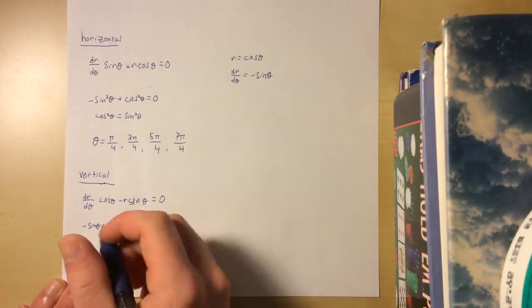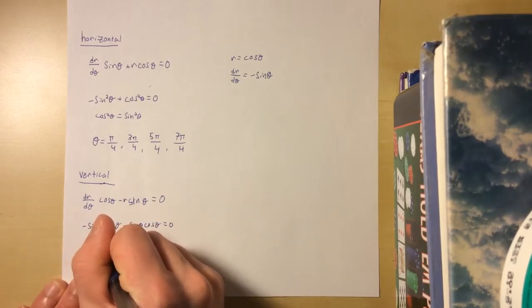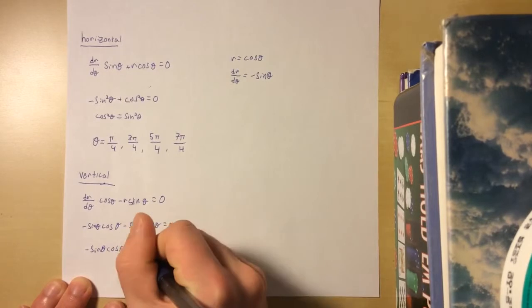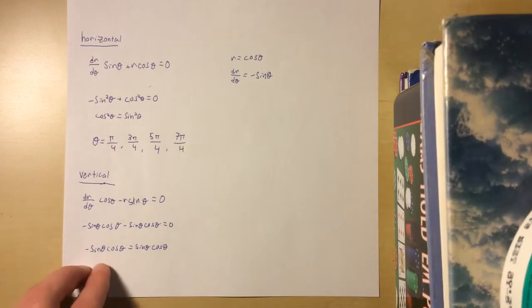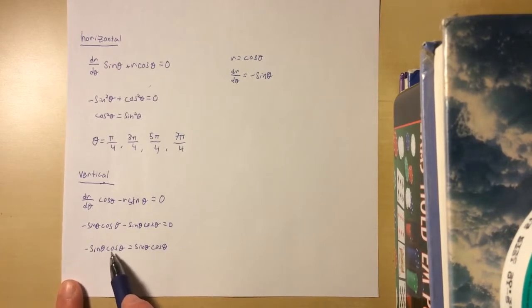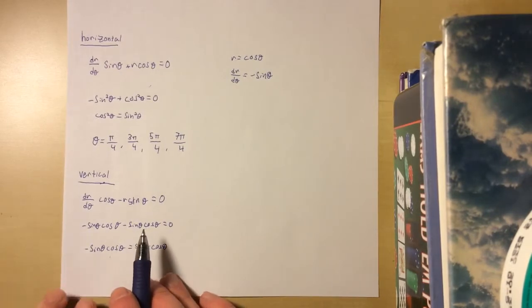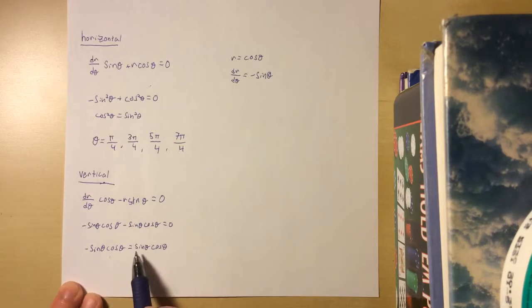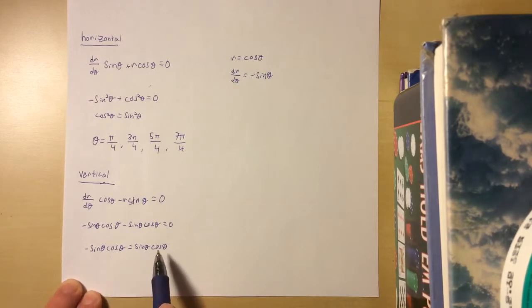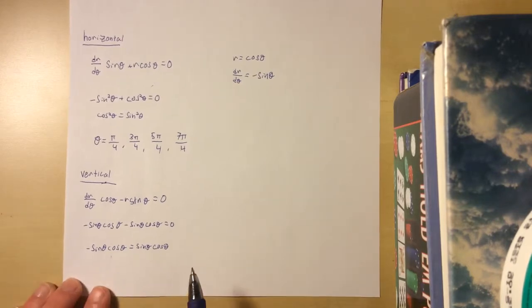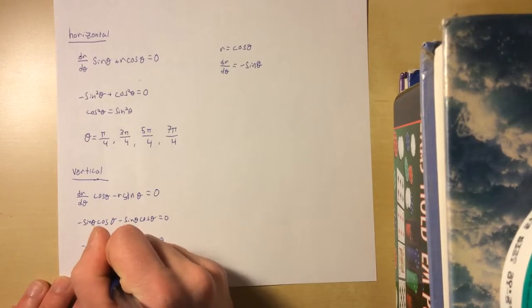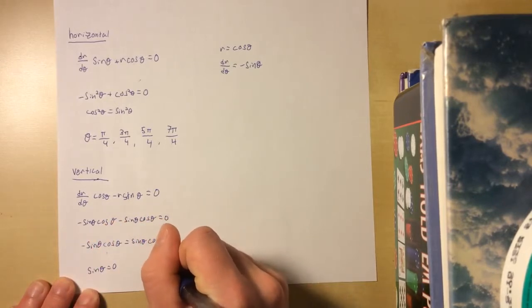And if we move one of those over, pretty much we get negative sine theta cosine theta is equal to sine theta cosine theta. And once again, if we think about this, these are the same terms with different signs. You could divide by cosine, you could divide by sine, but pretty much negative sine theta equals sine theta, and negative cosine theta equals cosine theta, and that'll occur at the zeros of sine theta and cosine theta. So we want sine theta equal to 0 and cosine theta equal to 0.